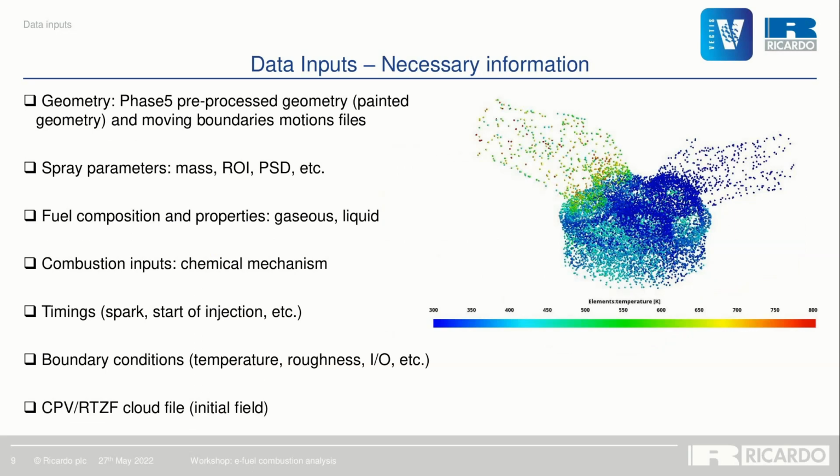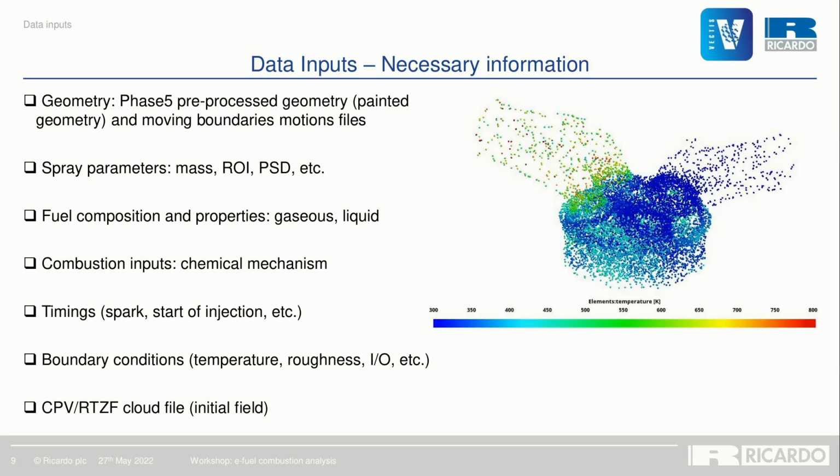The necessary inputs for this simulation are the geometry, with a pre-processed geometry that is painted, and with the moving boundary motion files, usually extracted from a wave or 1D simulation. We then need the spray parameters in terms of injected mass, rate of injection, particle size distribution, etc. The fuel composition and properties must be known for both the liquid and gaseous phases. Combustion input must also be provided in the form of a chemical mechanism capable of simulating the kinetics of the currently used surrogate. Various timings are required for the spark, start of injection, valves opening, closing, etc.